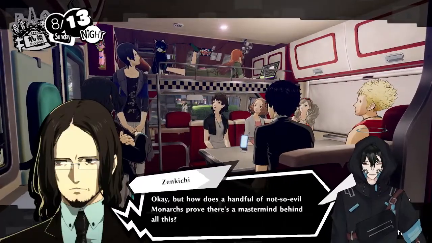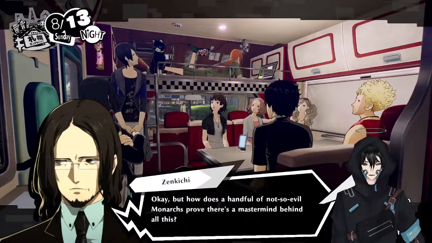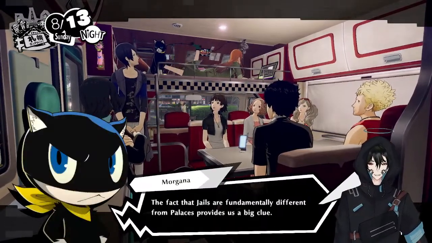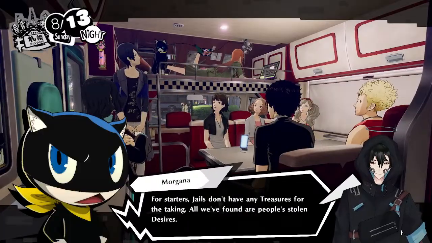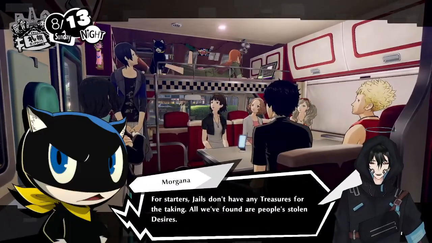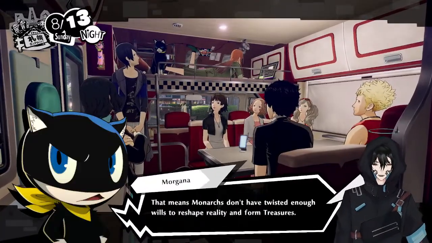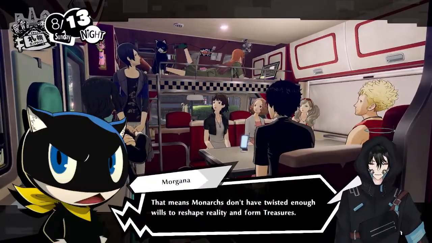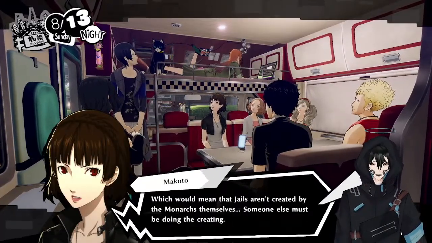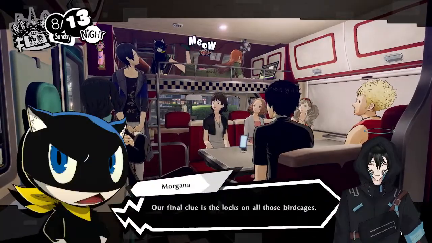Okay, but how does a handful of not-so-evil monarchs fit in? The fact that jails are fundamentally different from palaces provides a big clue. For starters, jails don't have any treasures for the taking. All we found are people stolen inside. That means monarchs don't have twisted enough desires to reshape reality and form treasure. Which would mean that jails aren't created by monarchs like that. Someone else must have done it.